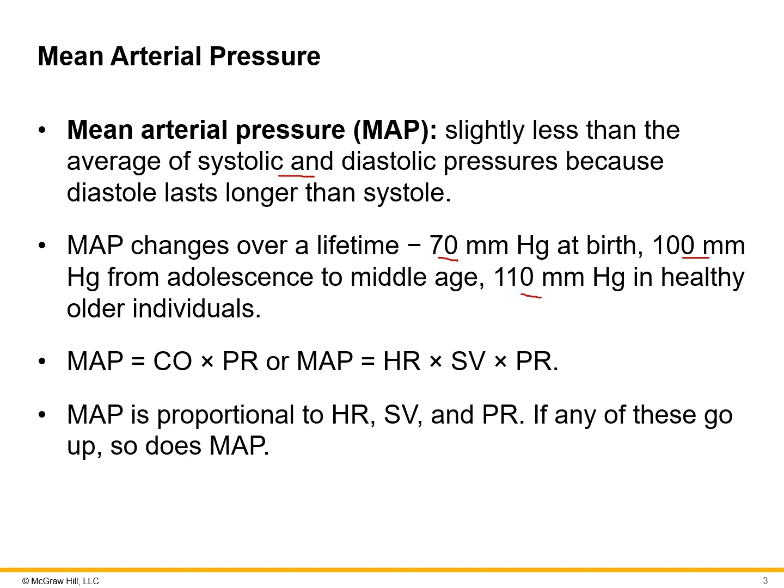for healthy older individuals. And it's calculated in one of two ways, either cardiac output times the resistance, or we can look at heart rate times the stroke volume times that resistance, because heart rate times the stroke volume is our cardiac output. So it's all proportional. So if any of those three go up, then our pressure goes up.